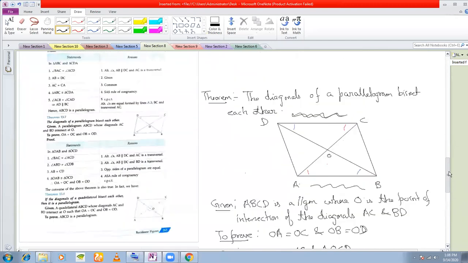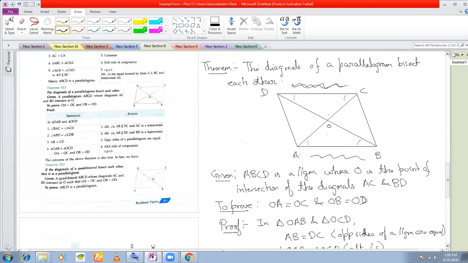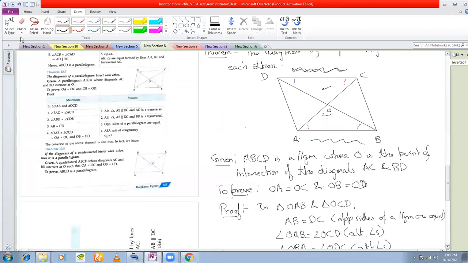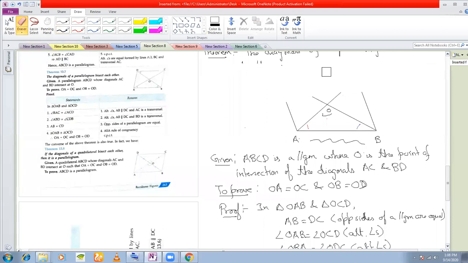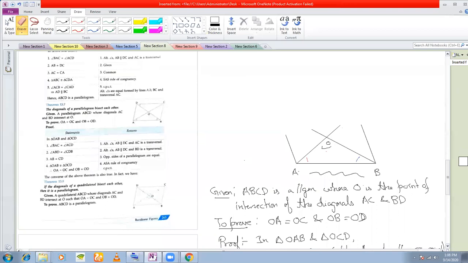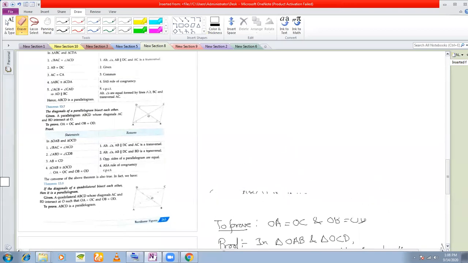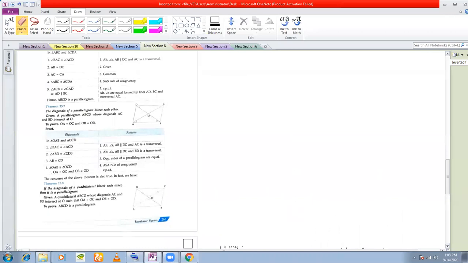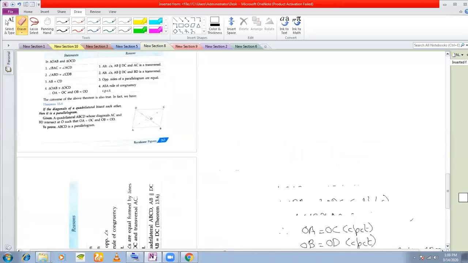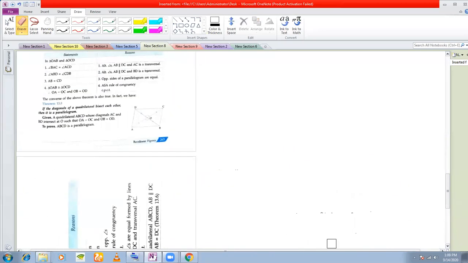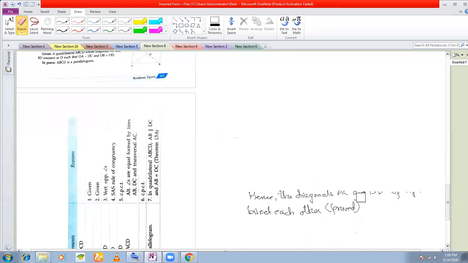Fairly simple proof. Only you have to prove that this triangle is congruent to this triangle. Let us see the converse of this. If the diagonals of a quadrilateral bisect each other, then can we say it is a parallelogram or not? Yes, by the converse, we can say for any quadrilateral, if the diagonals bisect each other, then we can very safely say it is a parallelogram according to this theorem.